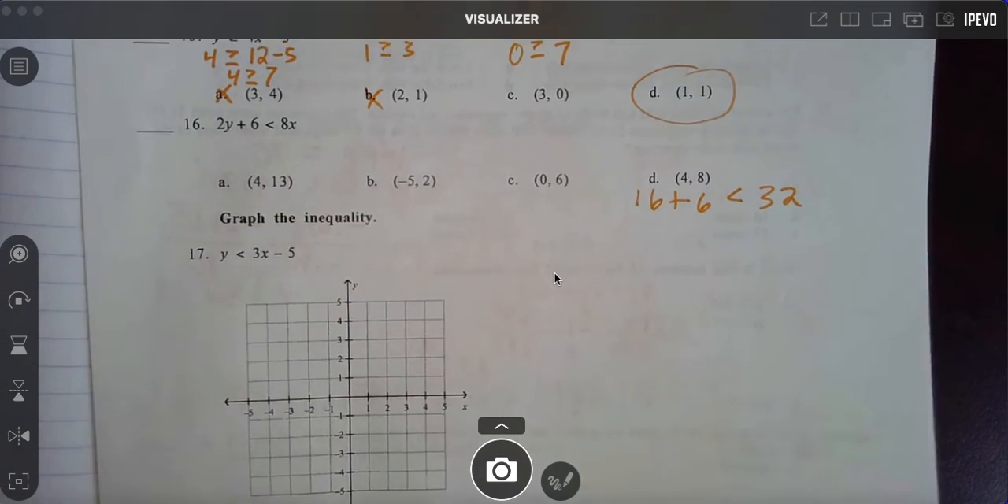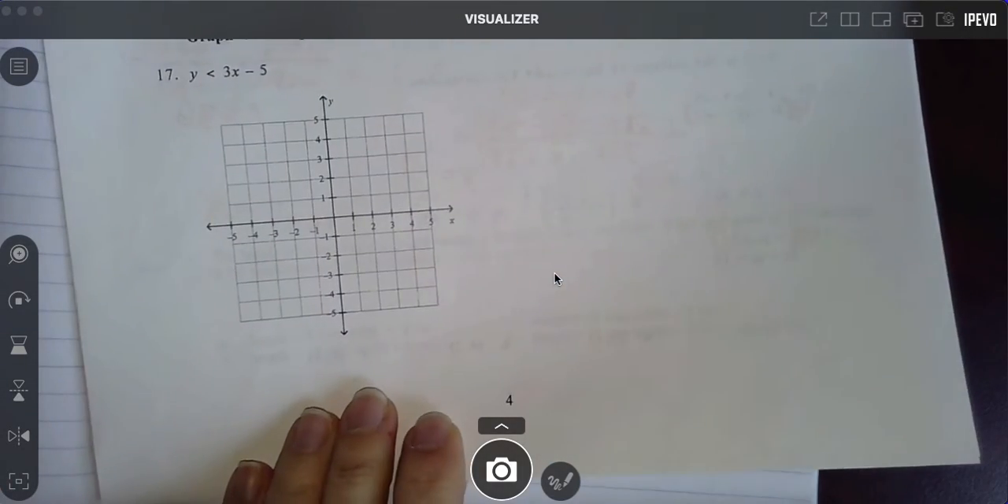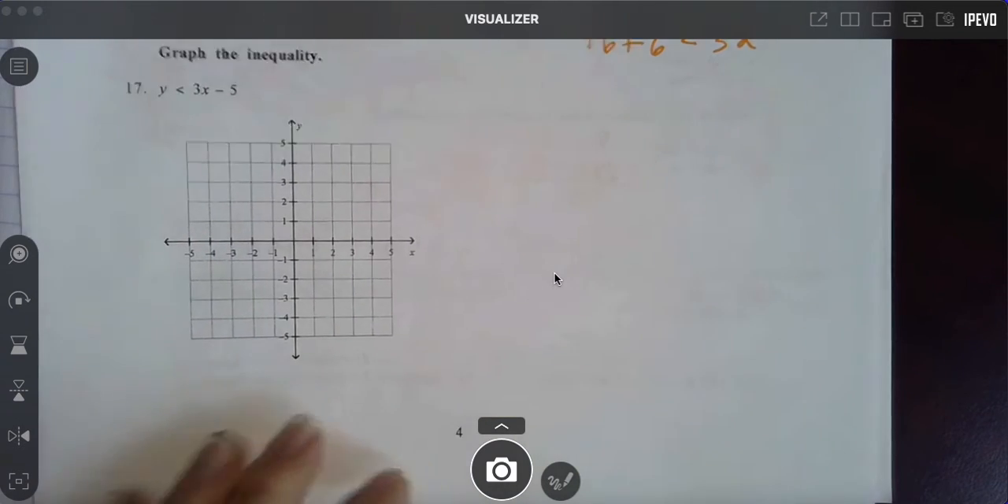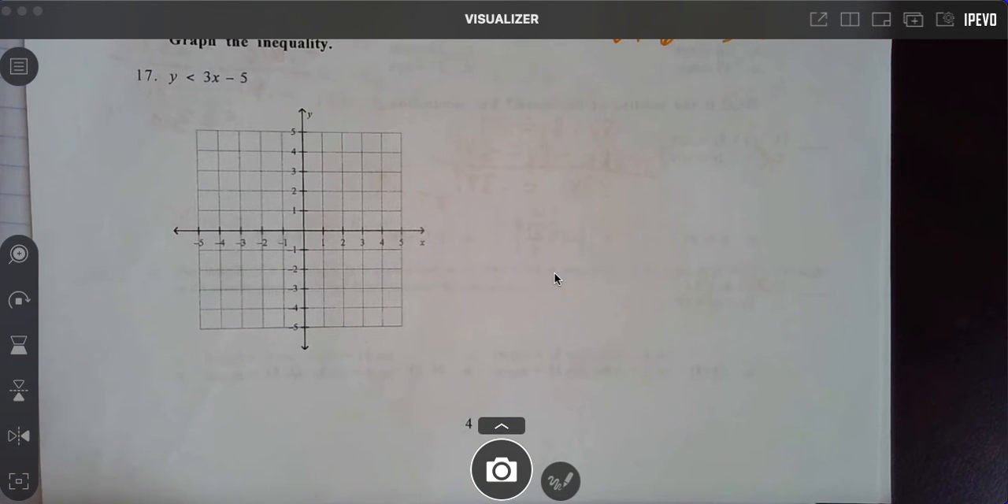All right. Number 17. Graph the inequality. This one just has one inequality. I think I have enough time. We're getting close to the end. So it says, I'm going to go down 5.